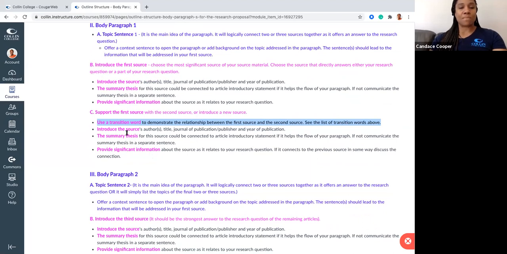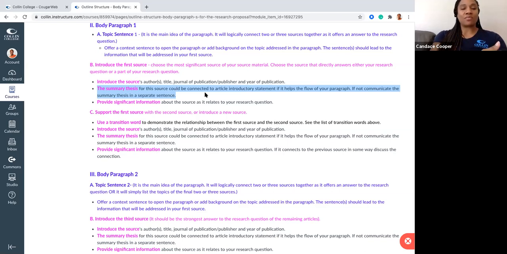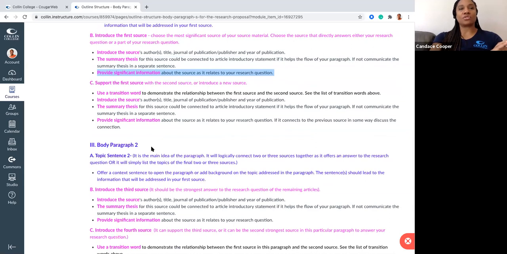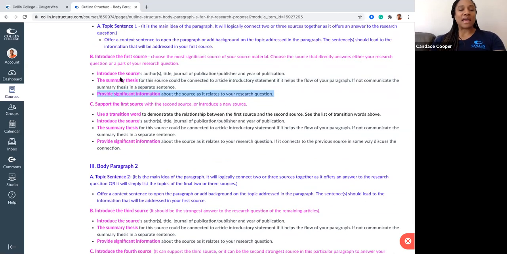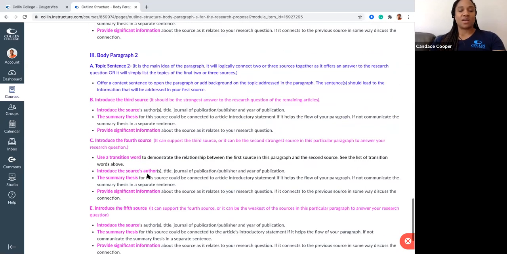And so, oh yes, let me mention that. You can use summary thesis statements from the annotated bibliography. Don't copy and paste them, write them fresh for this, but you can use that in order to talk about the general overall idea of the article and then provide significant information about the source as it relates to your research question. So you have a lot of good information from your research, your annotated bibliography, that you can use for your research proposal. All right. So if you follow this outline that's already been explained, then you should be just fine. It will take you from source 1 all the way down to source 5.